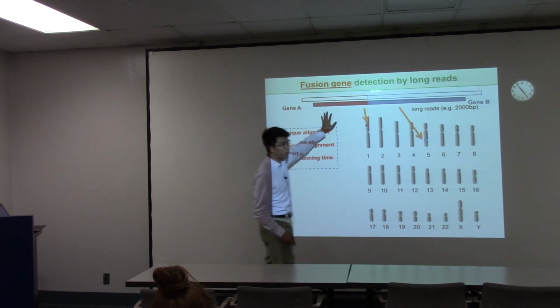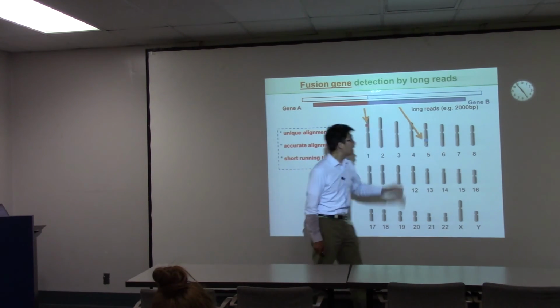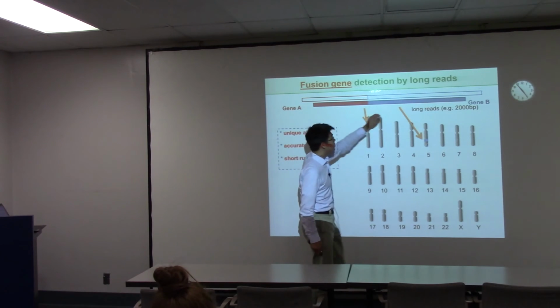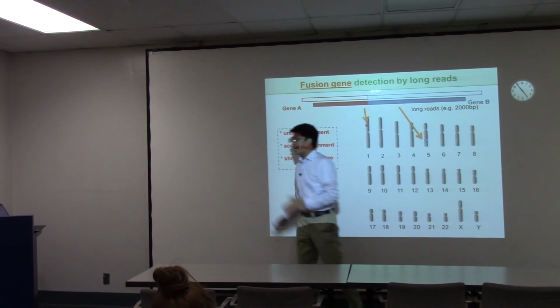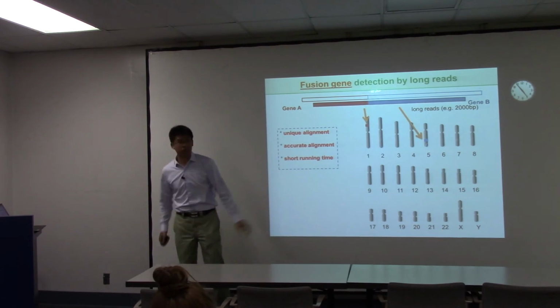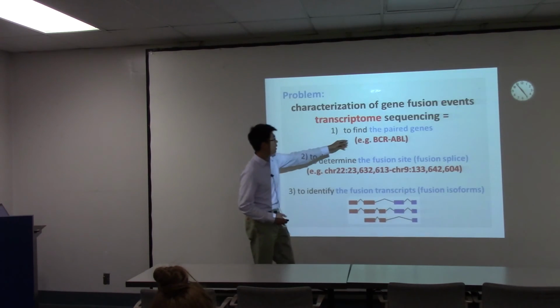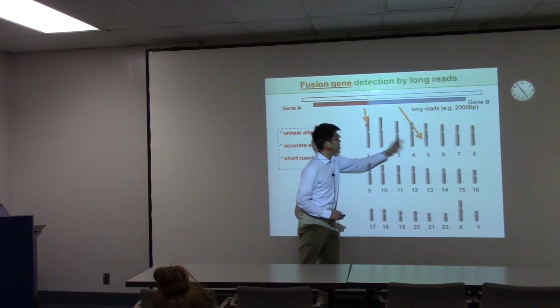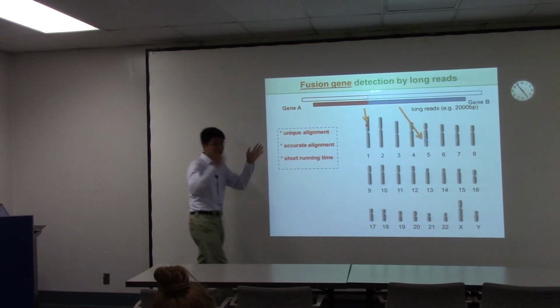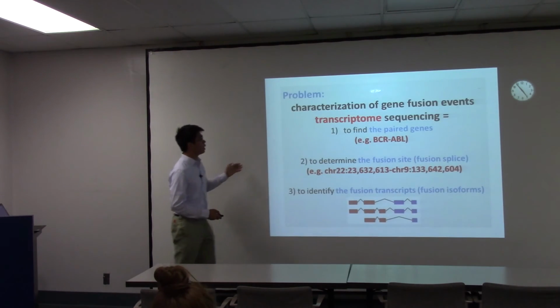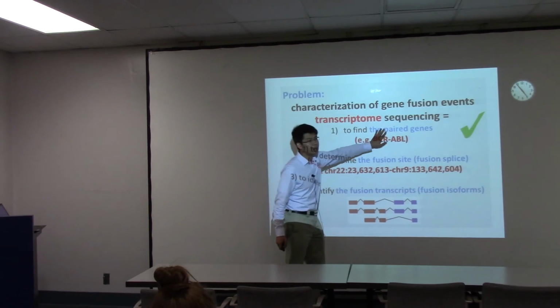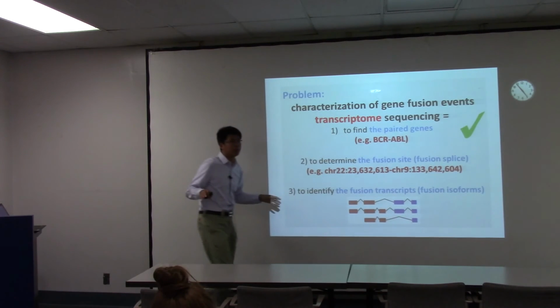But if you have long reads, say 2,000 base pair long reads, and this fragment is 800 base pairs and this one 1,200 base pairs, they are likely to map uniquely back to the genome like this. You only have 1 pair. It's very simple. This gene and this gene fuse together. You do not consider any other possible combination. So we can solve this problem very simply by just aligning the long reads to the genome.